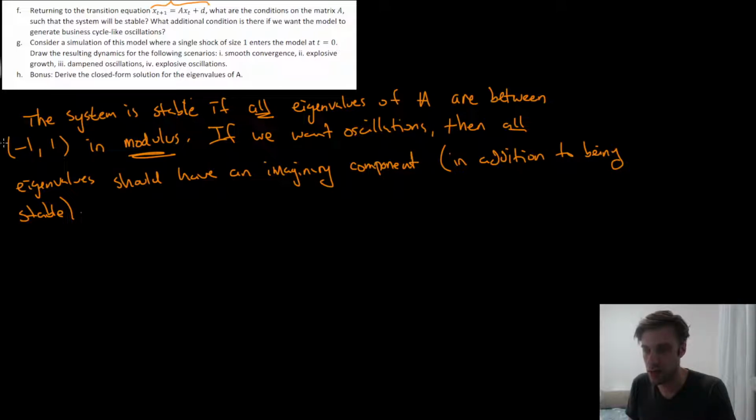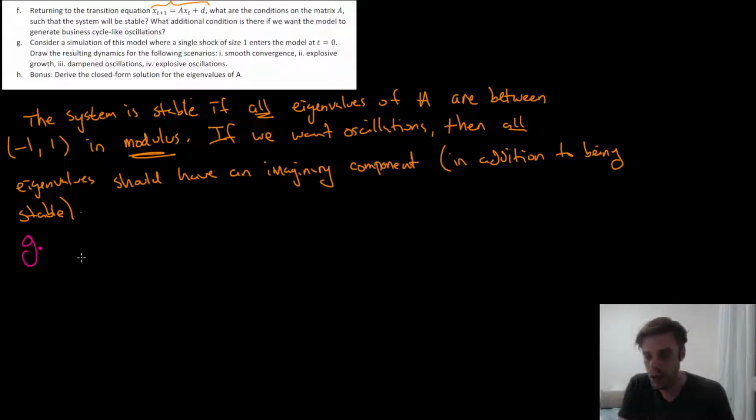Okay, G is art class. I love art class. G says, consider a simulation of a model where a single shock of size 1 enters the model at time equals 0. Draw the resulting dynamics for the following scenarios: smooth convergence, explosive growth, damped oscillations, explosive oscillations.